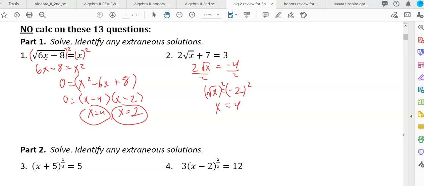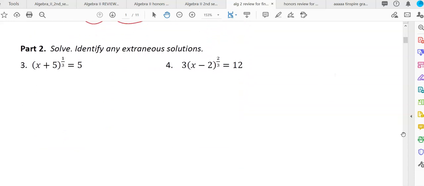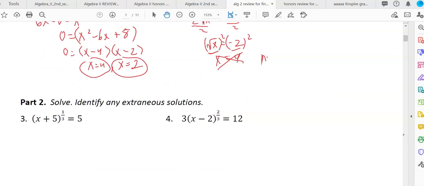And let's just double check this works. So 2 times square root of 4. 2 times 2 is 4. 4 plus 7 is 11. 11 does not equal 3. That's extraneous. The reason some people stop is they see a square root equal to a negative, and that's not really possible. So they just stop and say the solution is no solution.